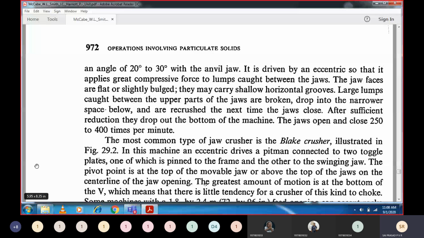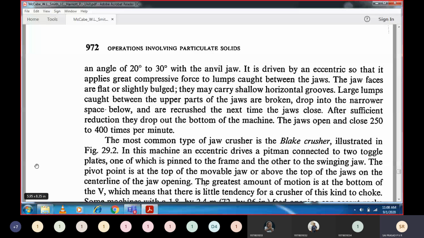Larger lumps caught between the upper part of the jaws are broken and drop into the narrow space. Why narrow space? Because in the V shape, as I said just now, as we go from top to bottom, the area is decreasing. Next time the jaws close. So when the jaws are coming closer, the process of crushing will take place.